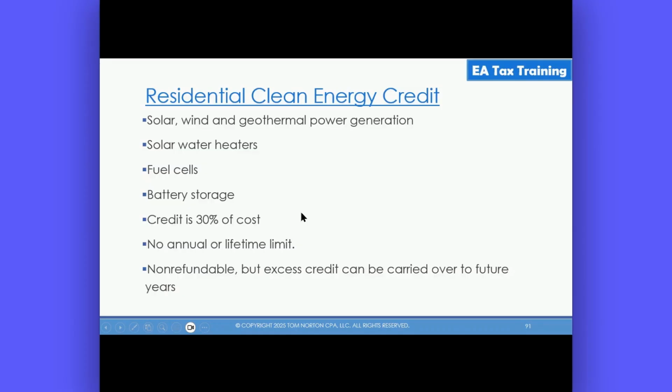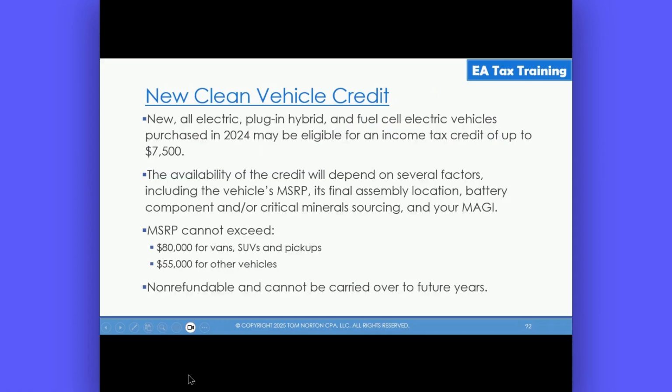The residential clean energy credit, this is for solar, wind, geothermal power, includes solar water heaters, fuel cells, battery storage. The credit, again, is 30% of the cost. However, there is no limit. So there's no annual limit, there's no lifetime limit, and it is non-refundable. But for this credit, this is the only energy credit that this applies to, the excess credit can be carried over to future years.